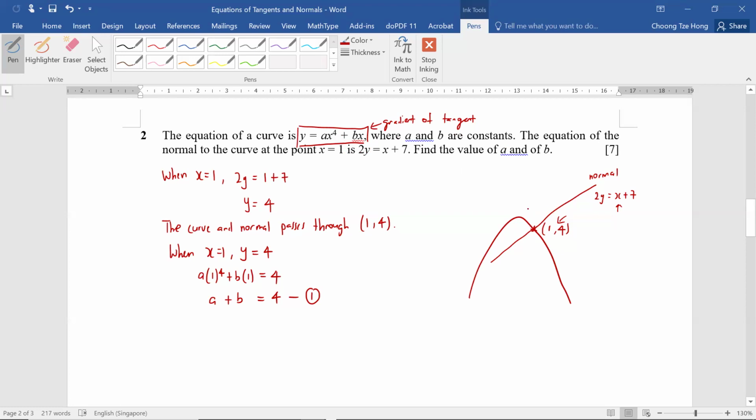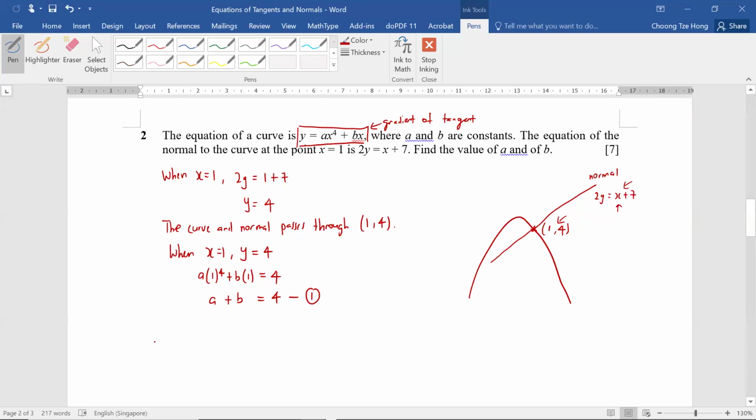To find the gradient of the tangent, we need to ask ourselves one question. We are given a normal, right? Do we know the gradient of the normal now? The answer is actually yes. We can find the gradient of the normal quite easily by making y the subject, putting the equation of this line in the form y equals mx plus c. Then the m will be the gradient of the normal, right? So that's what we're going to do.